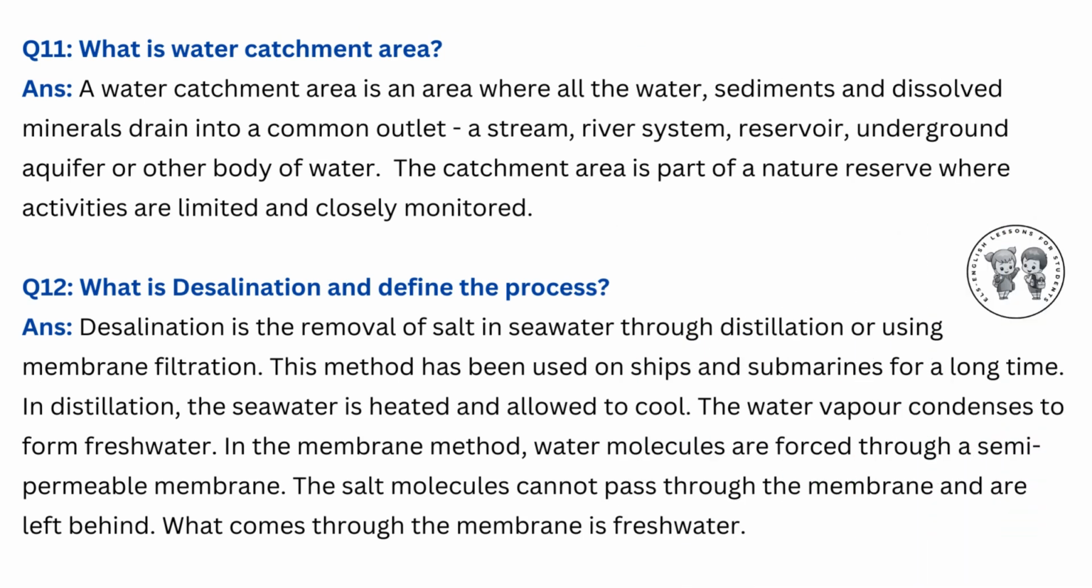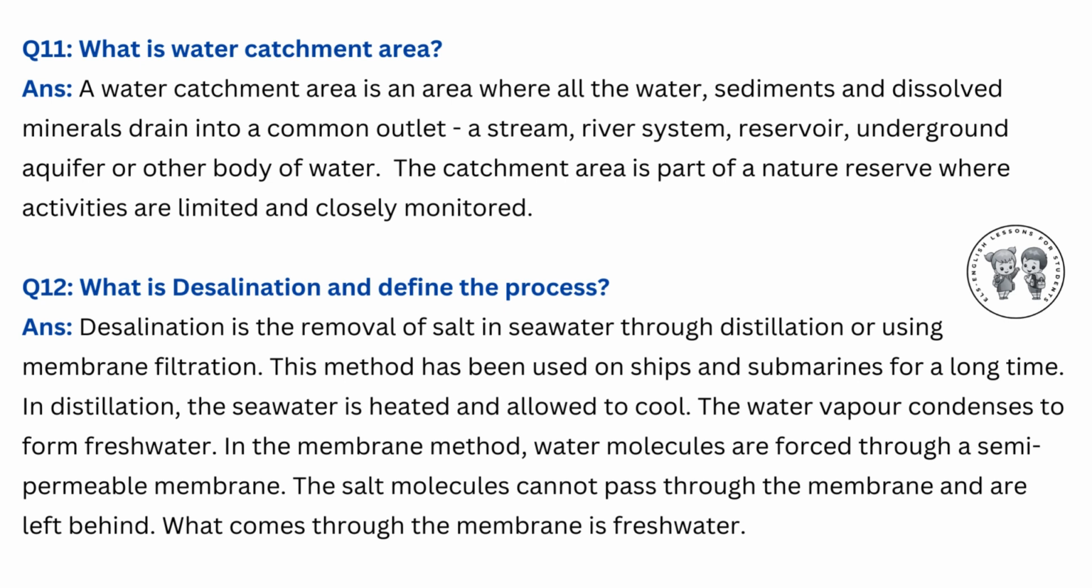Question 11. What is water catchment area? Answer. A water catchment area is an area where all the water, sediments and dissolved minerals drain into a common outlet: a stream, river system, reservoir, underground aquifer or other body of water. The catchment area is part of a nature reserve where activities are limited and closely monitored.